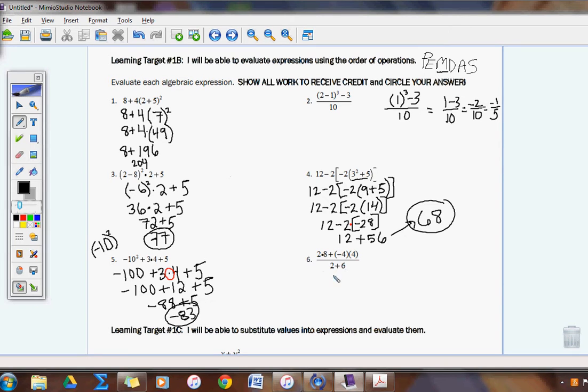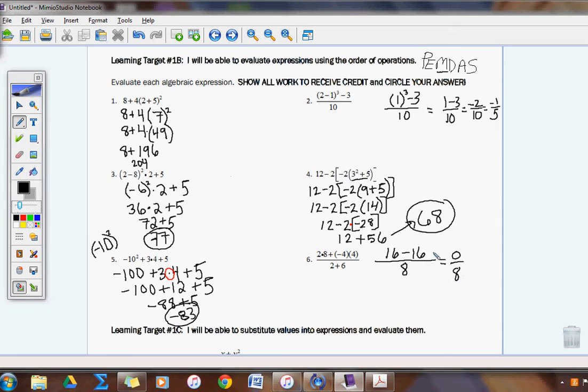All right, looking here on the bottom, top and bottom are basically separated right now. So really, if you want to make that bottom an 8 right away, no worries, because that's all you can do on the bottom. But the top, we got to do those multiplications first. 2 times 8 is 16, and then negative 4 times 4 is negative 16. So plus a negative 16 or just minus 16, however you like that. And that's going to come out to 0 over 8.